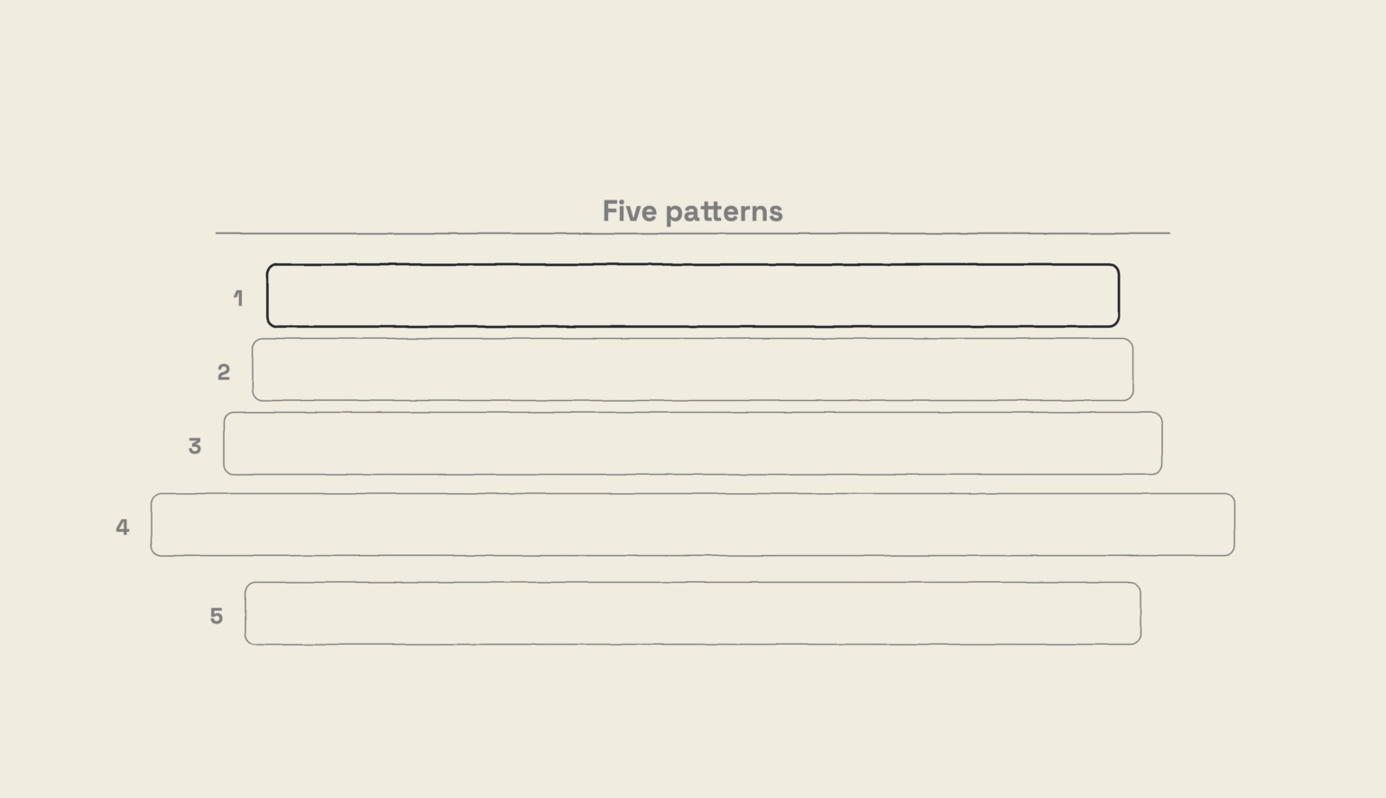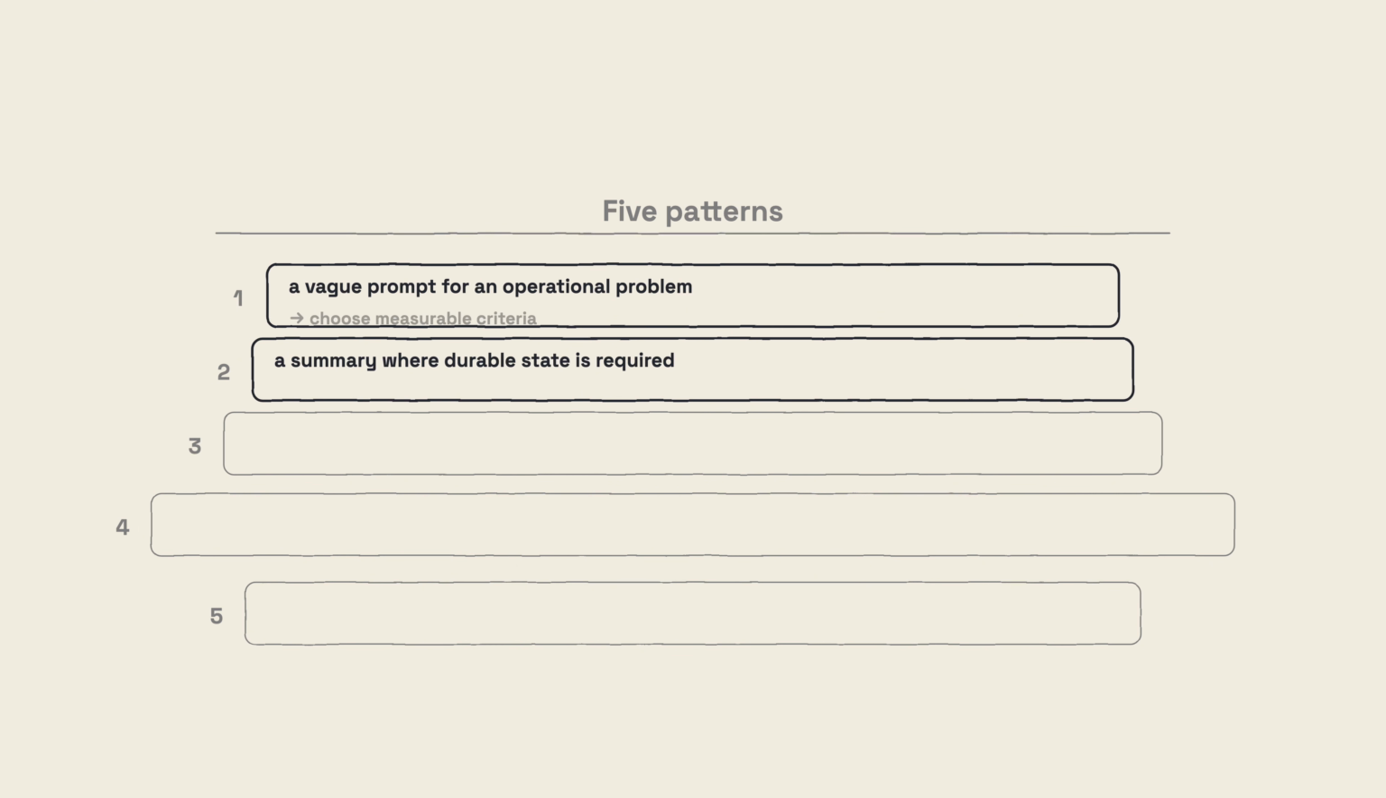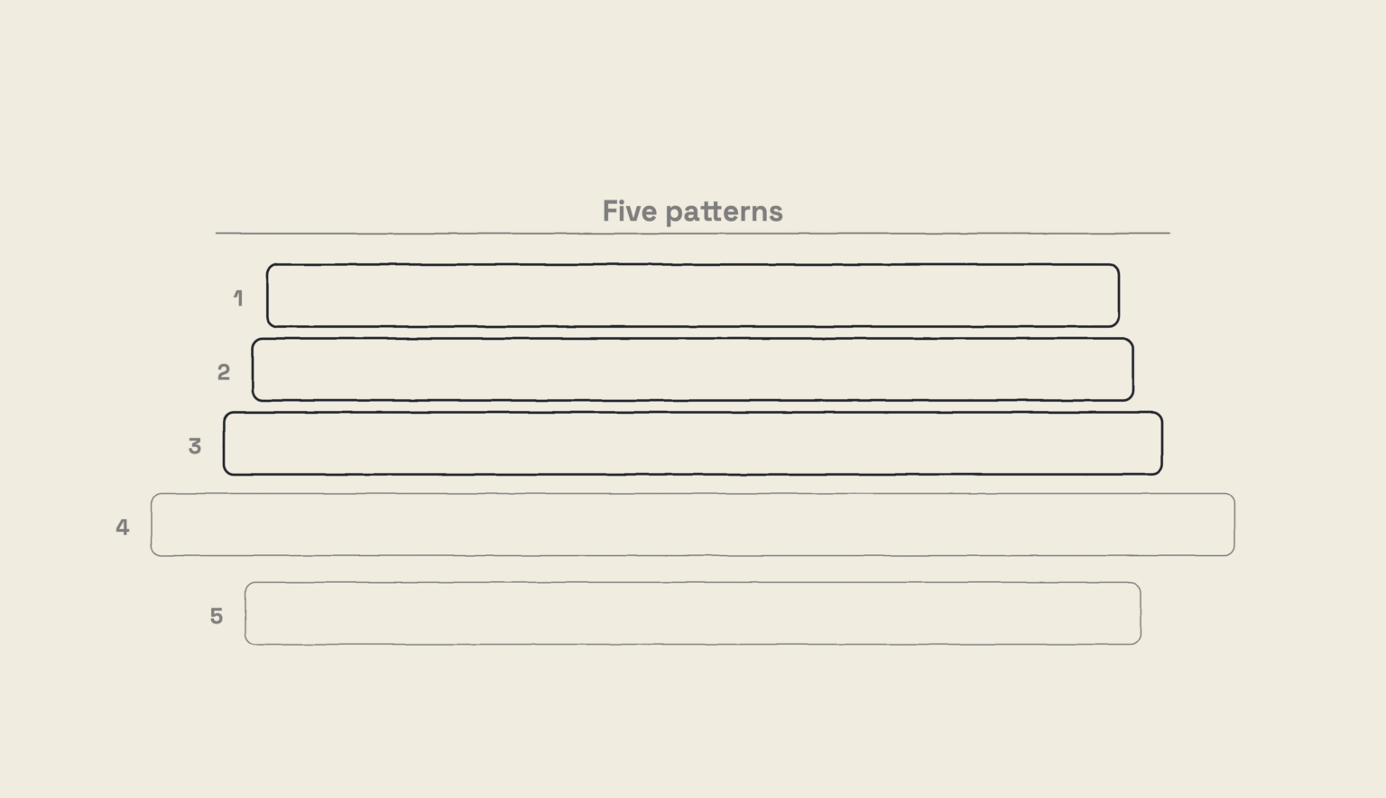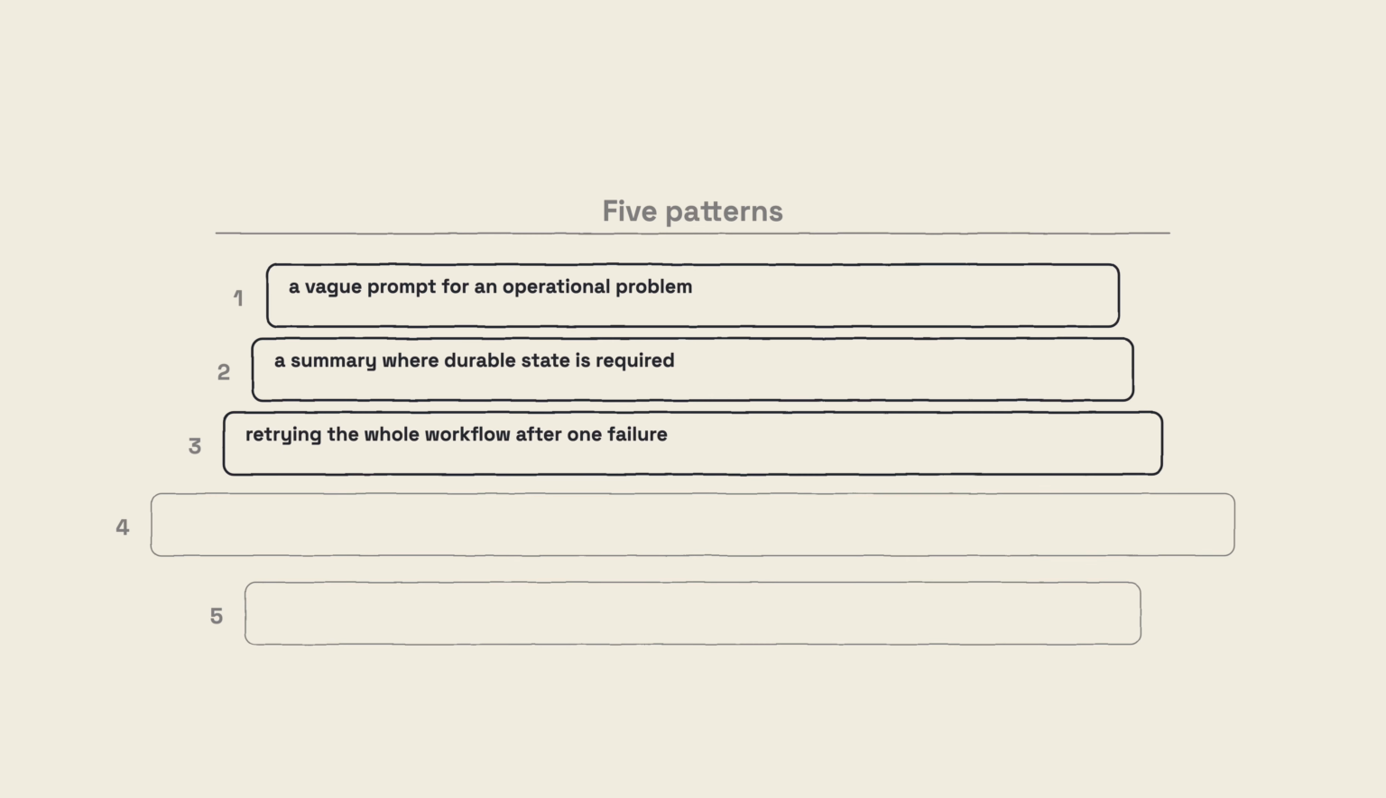Trap 1. A vague prompt is offered as the fix for an operational problem. Choose measurable criteria. Trap 2. A summary is offered where durable structured state is required. Choose the system of record. Trap 3. The whole workflow is retried after one component fails. Check completed side effects first.